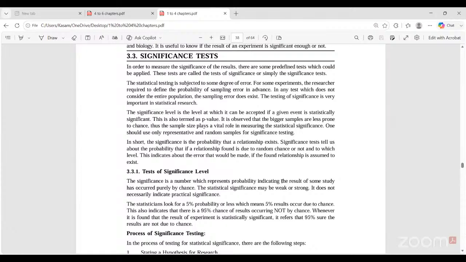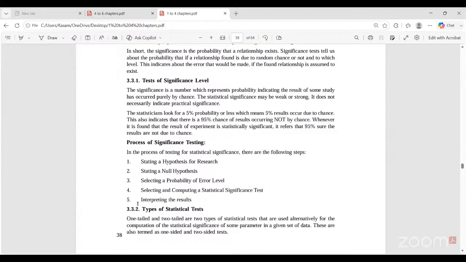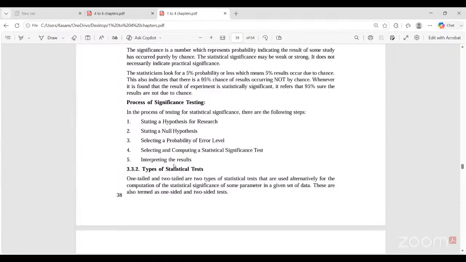This also indicates there is a 95% probability that results are not by chance whenever the result of the experiment is found statistically significant. It refers here to the process of significance testing: setting the hypothesis of the research, the null hypothesis, the probability of error level, and computing the statistical significance test. So, types of statistical tests.